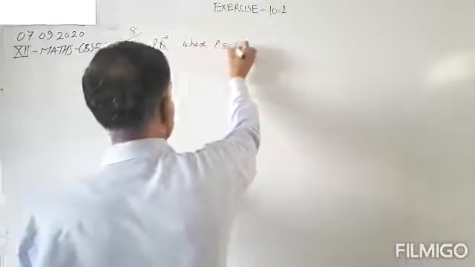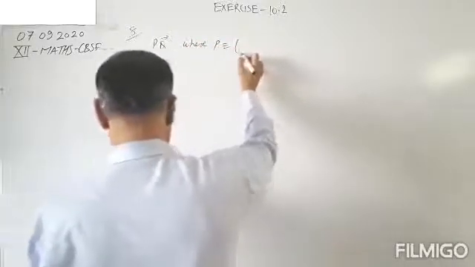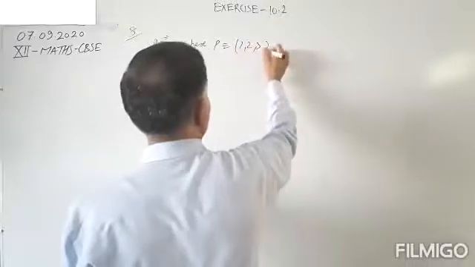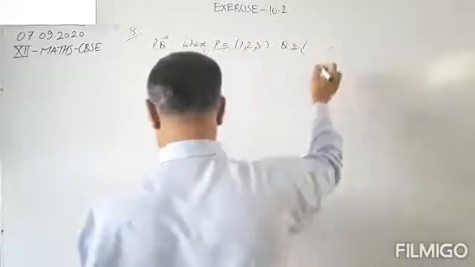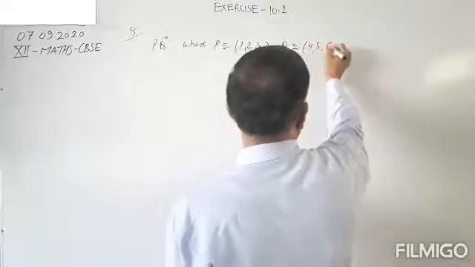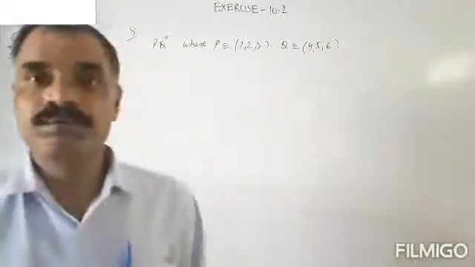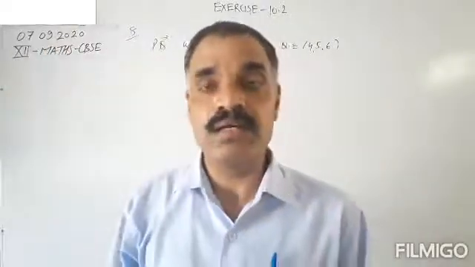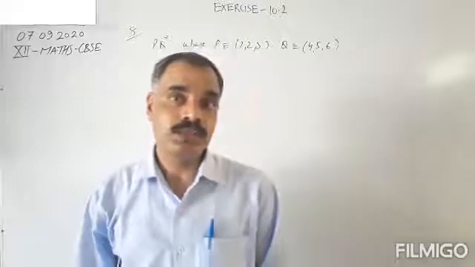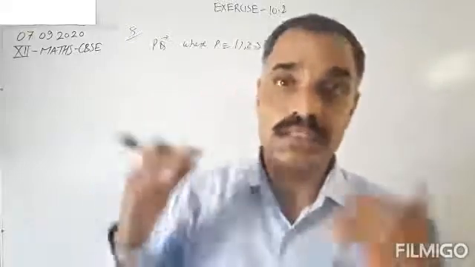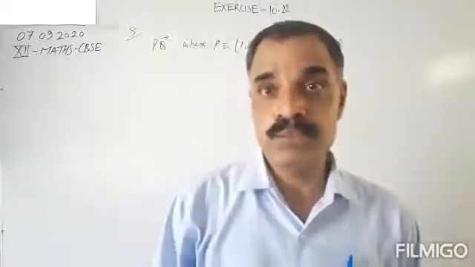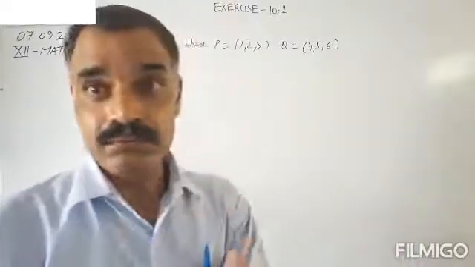Where P is equal to (1, 2, 3) and Q is (4, 5, 6) respectively. Q is this, P is this. We have to find the unit vector in the direction of the PQ vector. Okay, so firstly find the PQ vector.